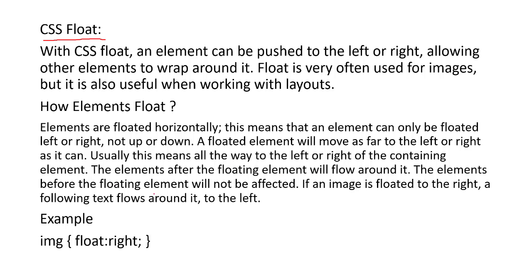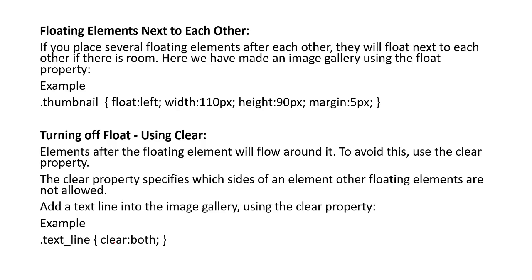Elements before the floating element will not be affected. If an image is floated to the right, the following text flows around it to the left. Image float right. This is the example of CSS float. Floating next to each other. If you place several floating elements after each other, they will float next to each other if there is room. Here we have made an image gallery using the float property. Thumbnail float left, width 110 pixel, height 90 pixel, margin 5 pixel.